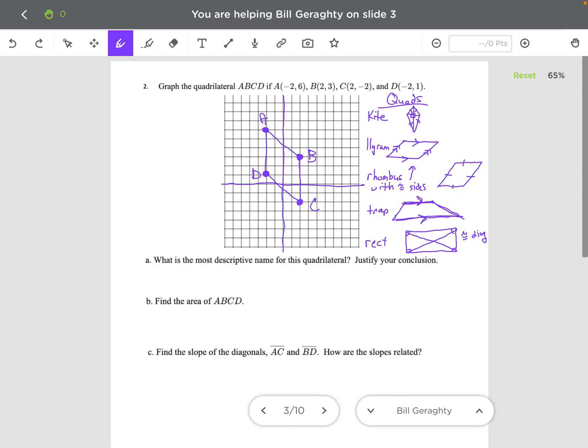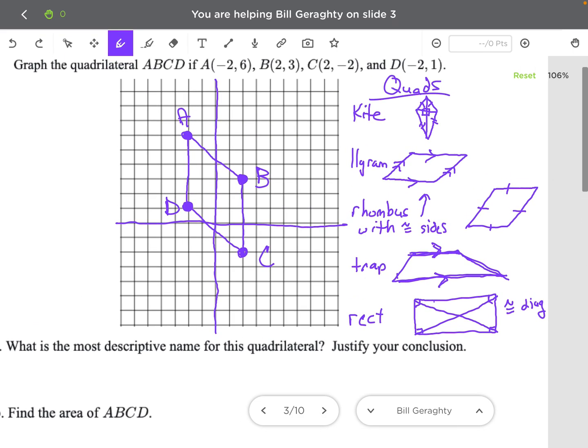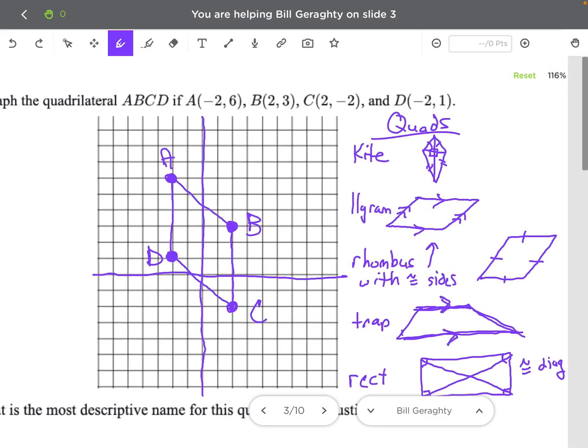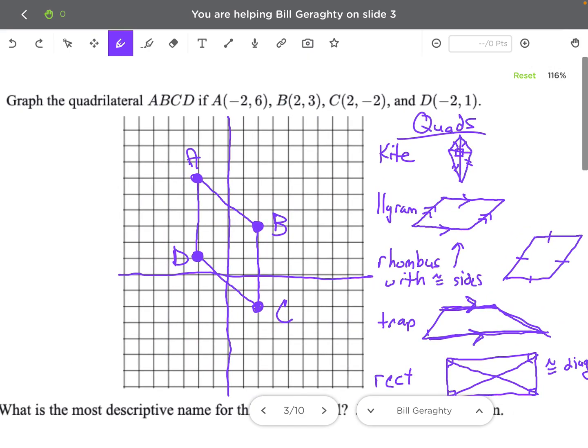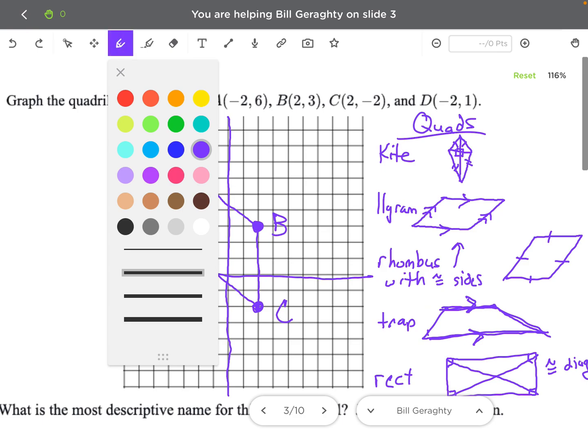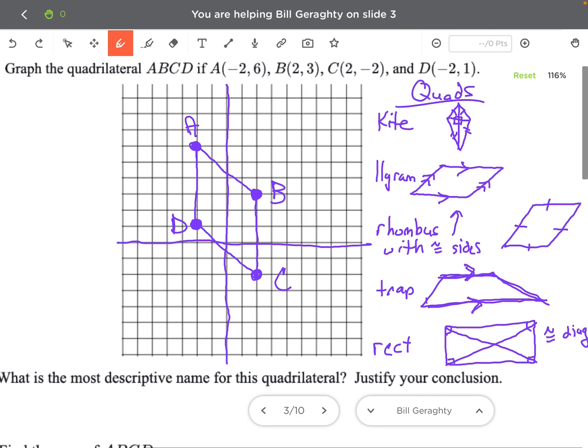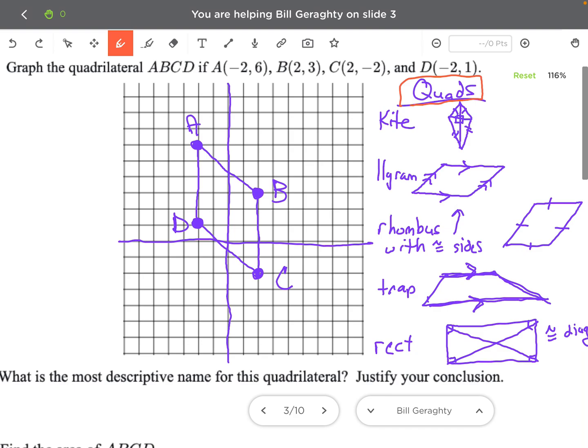Number 2. So number 2 asked us to graph these. You guys can see that I already graphed these. I also wrote some things over on the side. And again, I would pause and make sure these quadrilaterals are drawn on your cheat sheet.